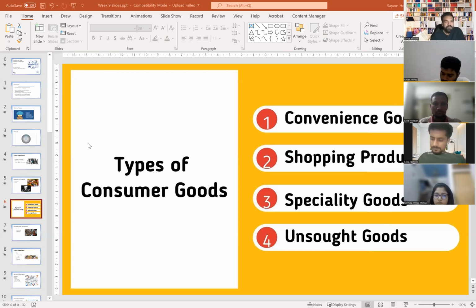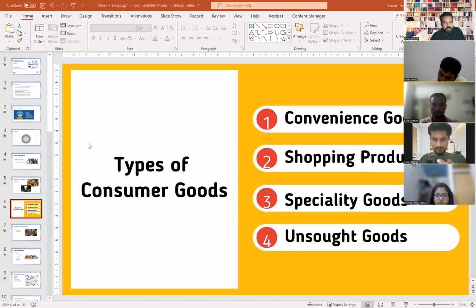Suddenly COVID came and we started buying face masks, right? Suddenly, like, you will have a fever. Now you have to go to the doctor and buy medicine, antibiotics and everything. Suddenly you are facing a power outage in your house. Now you have to get what? Generators or something like that. Okay, so these are called unsought goods.